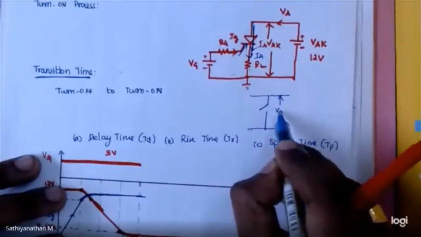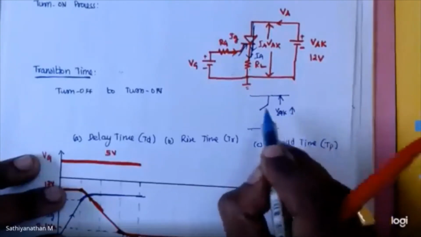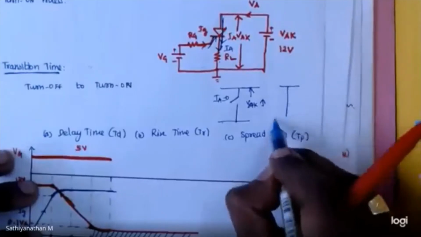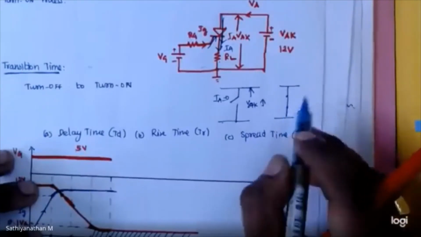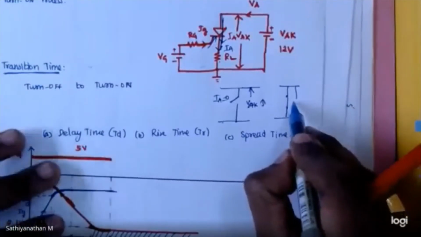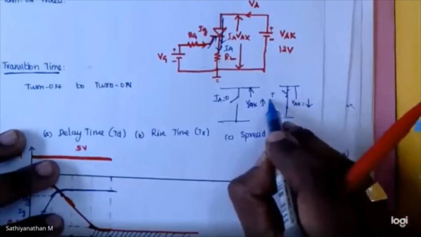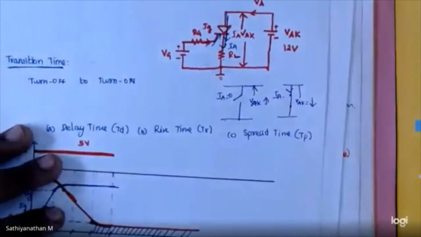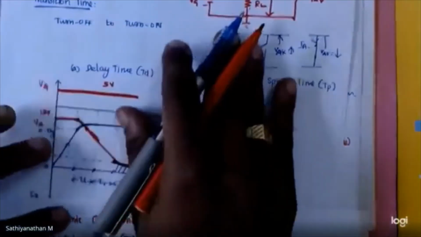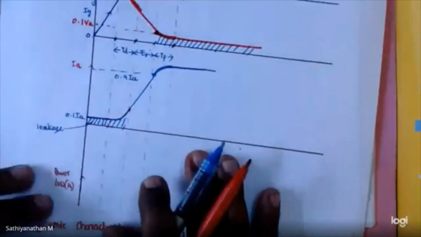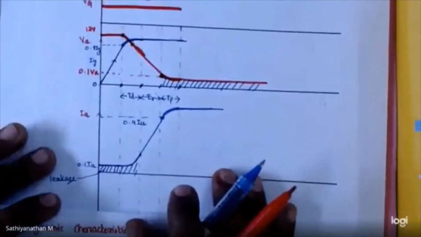So during open, your anode cathode voltage is higher, there is no current, IA is 0. During short circuit, during conduction, there is a very small voltage across the device, and the current magnitude is very high. So this is all about the turn on process, the turn on transition time of an SCR.